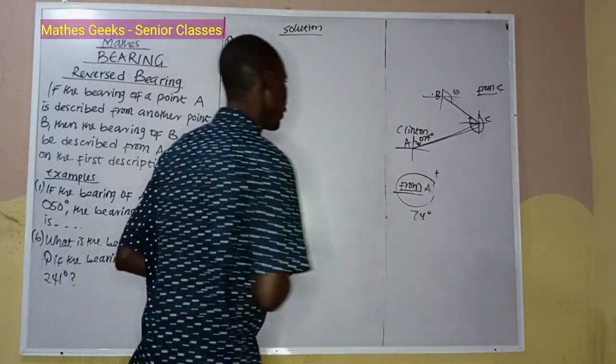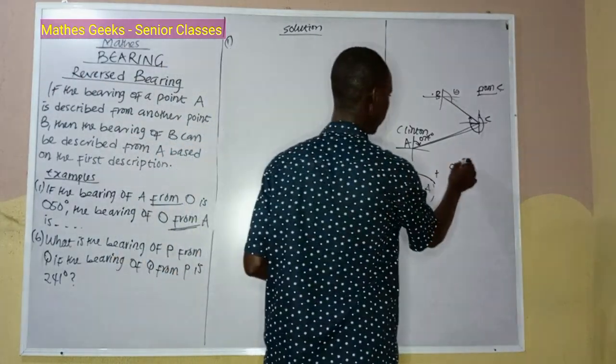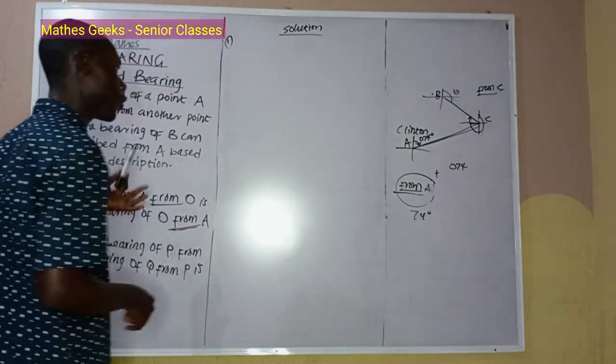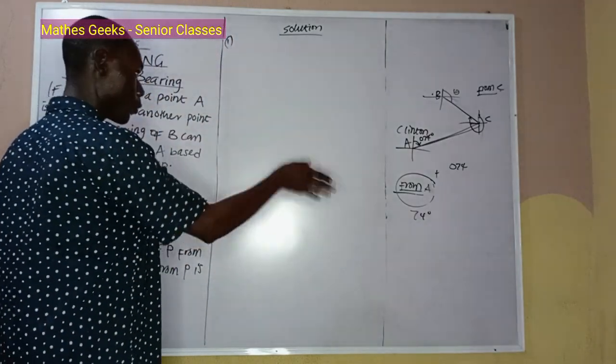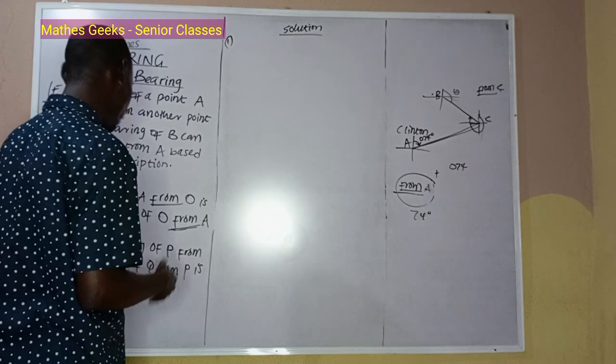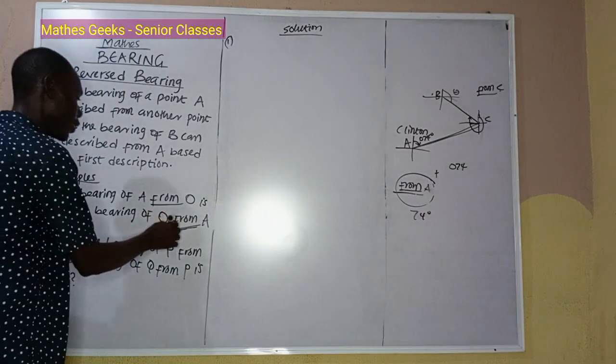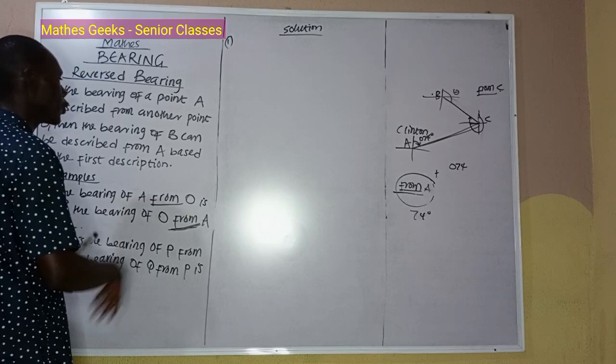I've told you, if you are given 074, you can represent it diagrammatically either with a 3-digit bearing or the compass bearing, so you don't have a problem with that. The only thing you need to note in this topic is this word "from," and it's going to be useful from this point onwards.